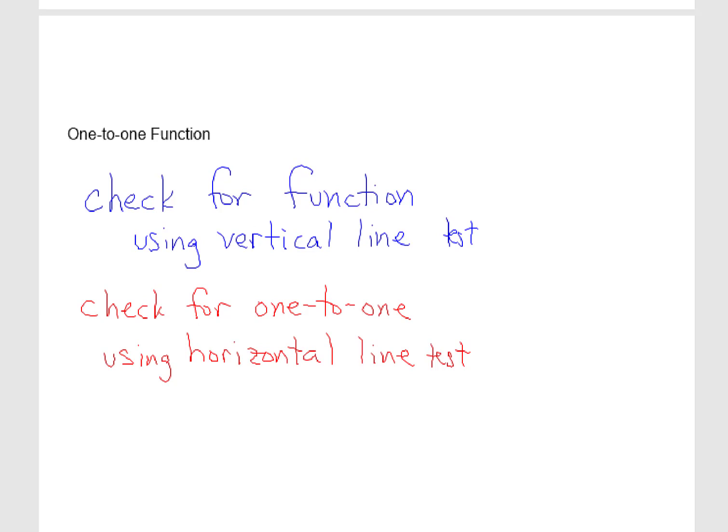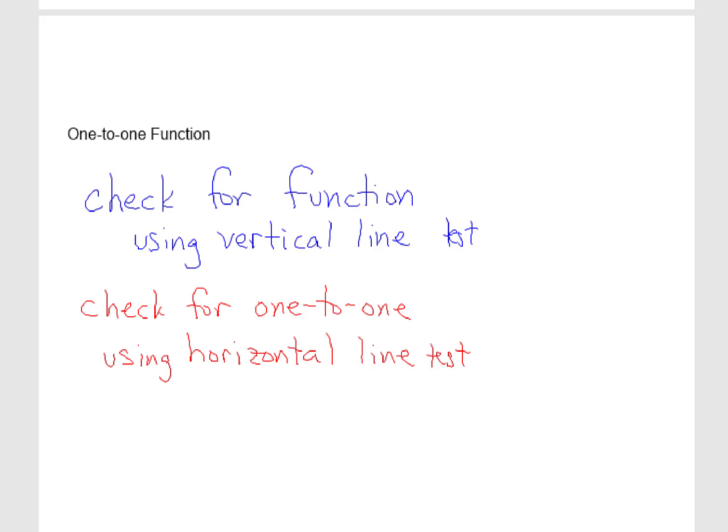So speaking about one-to-one functions, let's think back to when we checked to see if a graph was even a function or not, right? If we did a vertical line test, we would be able to determine whether it was a function or not. So if I was to take a vertical line and scan my graph from left to right, if at any time on that graph my vertical line was touching more than one point on the graph, then it would not be a function. But if I took that vertical line and swept it across and it never touched more than one point at a time, then we would say, okay, yes, it is a function.